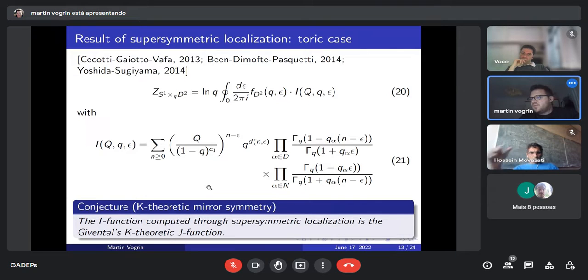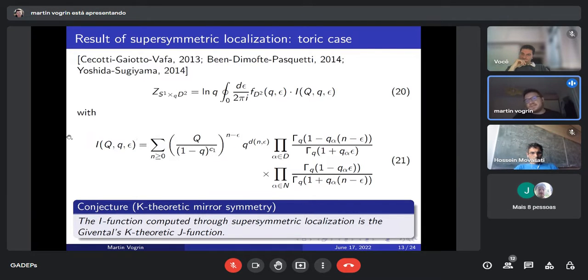This formula is really very reminiscent of what you observe in two-dimensional mirror symmetry when you compute the I function or when you compute the periods. For the toric case, there are always these gamma factors appearing. And indeed, if you take the Q goes to one limit, then from gamma Q you obtain back the gamma functions, and the I function reduces to the I function of the usual case, of the toric hypersurface.